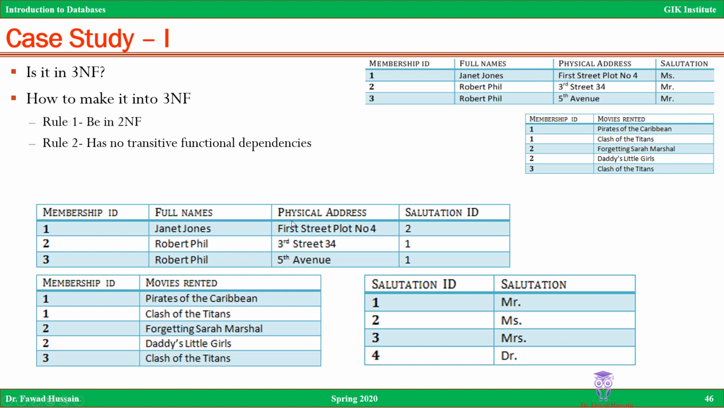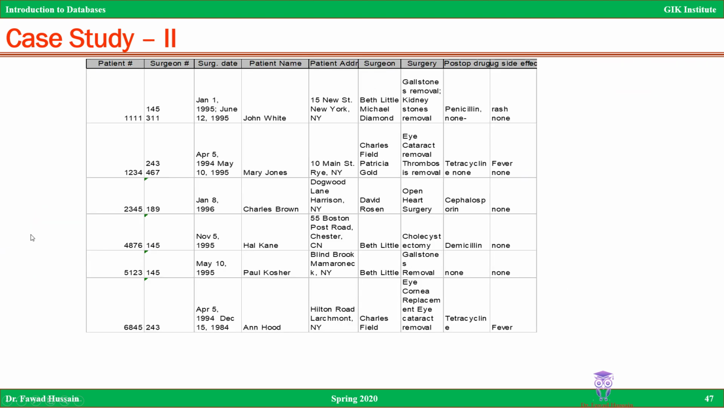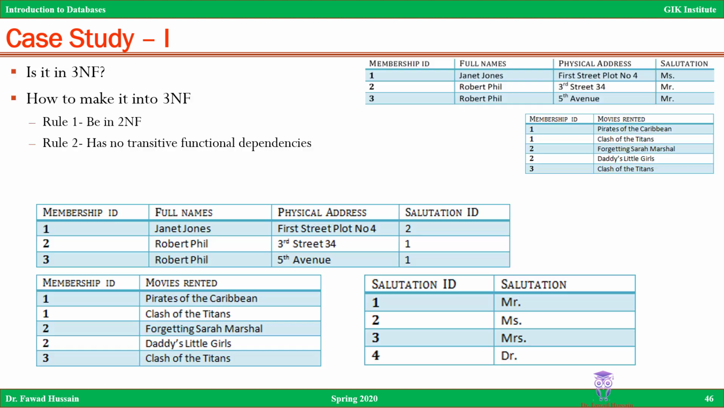So with that, is it in the third normal form? Yes, this set of tables are now in the third normal form. So let's look at a second example. So this was an easy example.